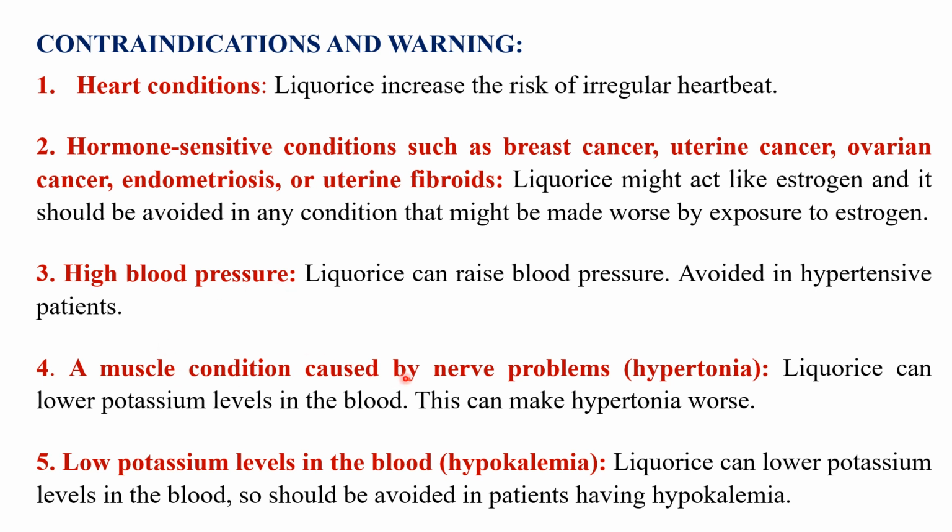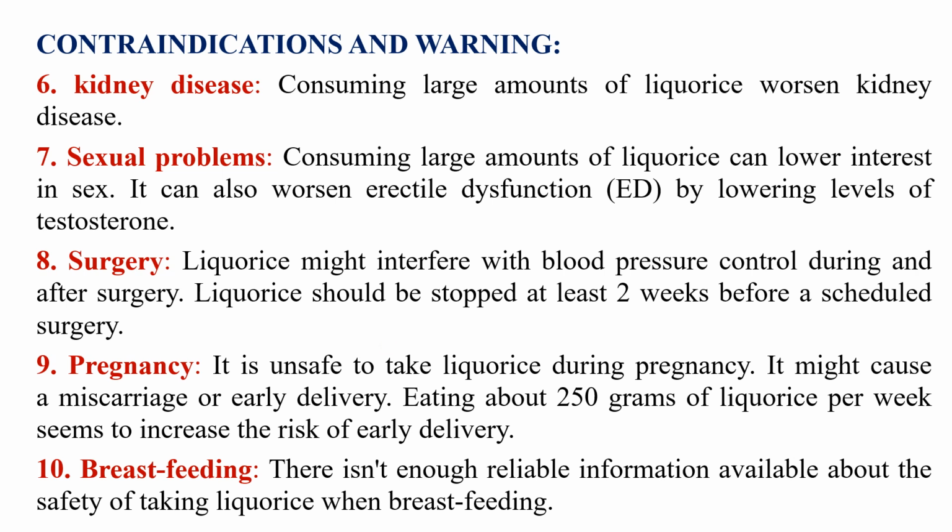Muscle condition caused by nerve problem named as hypertonia. Licorice can cause lower potassium level in the blood, and this can make hypertonia worse. Low potassium levels in blood, hypokalemia. Licorice causes hypokalemia because of its aldosterone-like effect, so it should be avoided by patients suffering from hypokalemia. Also, licorice should be used cautiously or avoided in patients with kidney disease, because the licorice extract worsens this disease.